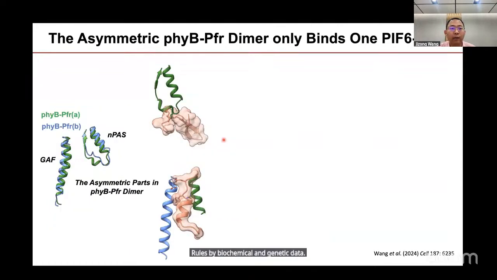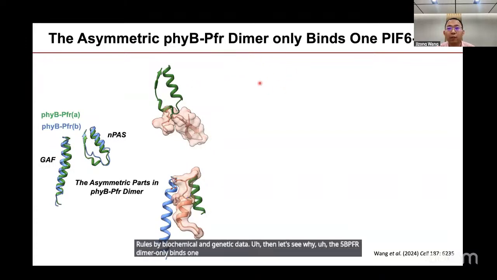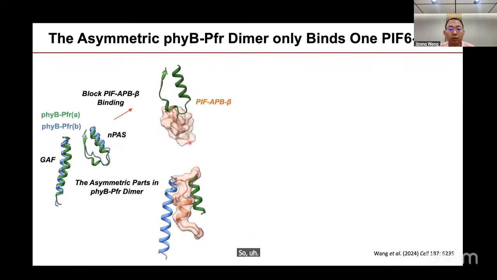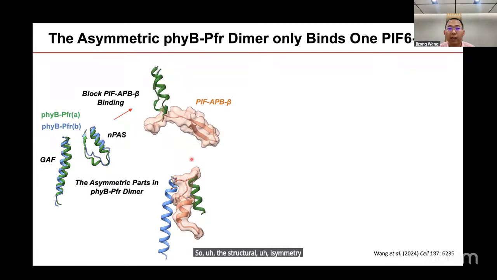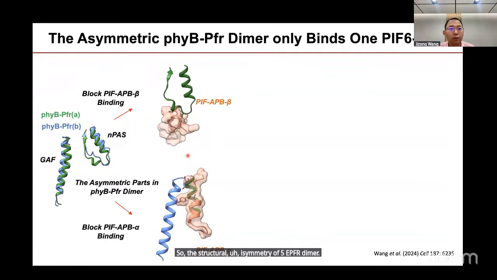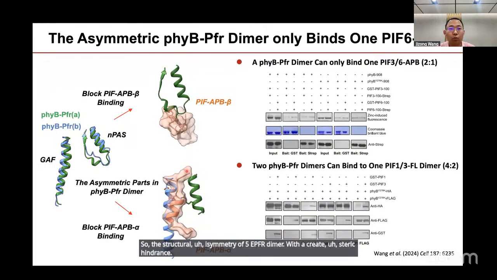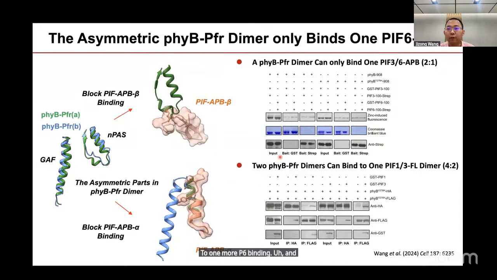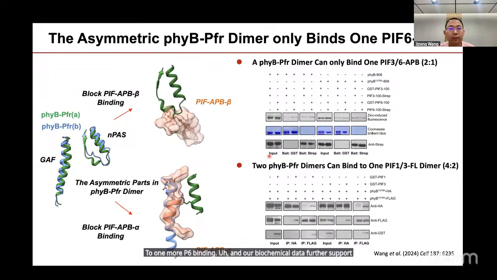Then let's see why the phyB Pfr dimer only binds one PIF6 APB. By comparison of the two phyB Pfr monomers, we can find two asymmetric parts, and both are involved in PIF6 binding. So the structural asymmetry of a phyB Pfr dimer would create steric hindrance to one more PIF6 binding. And our biochemical data further support this observation.